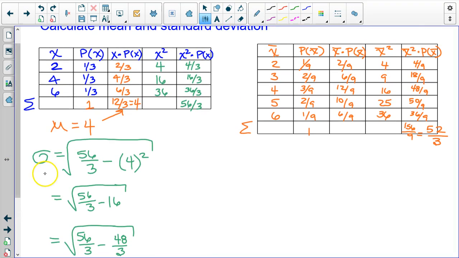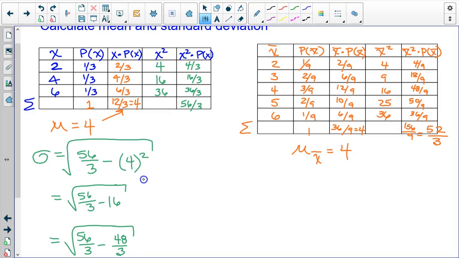So now we can do the same thing, but I did not finish that, did I? Which column should I have added that I didn't? The middle one, yeah. So 2 plus 6 is 8, plus 12 is 20, plus 10 is 30, plus 6 is 36. And 36 over 9 is 4. So we just found the mu of the X bars. The mu of the X bar is 4. You just found that the mean of the means for those samples is the same as the population mean. That's what the central limit theorem tells us.